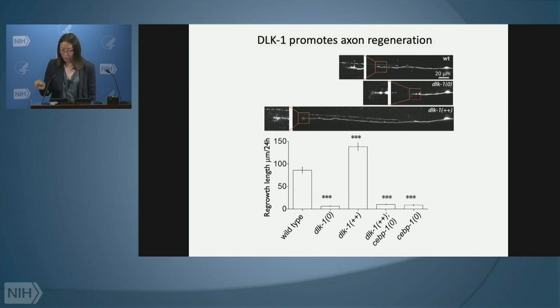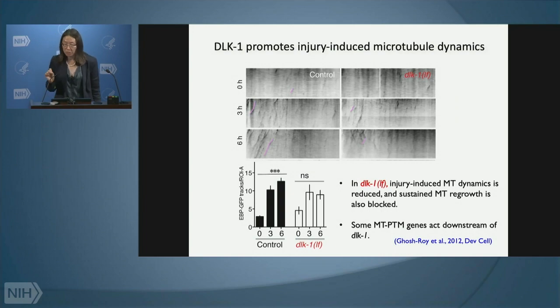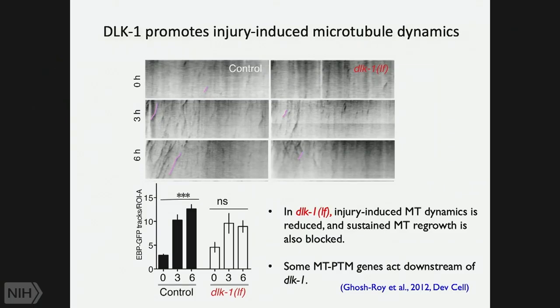Besides triggering this developmental signaling cascade, DLK also promotes injury-induced microtubule dynamics. If you recall, when we used the microtubule plus end binding factors, we observed that there's injury-induced EBP comets and sustained EBP growth. In DLK loss of function mutants, both are reduced or blocked. Fewer comets get induced, and the sustained growth doesn't happen.